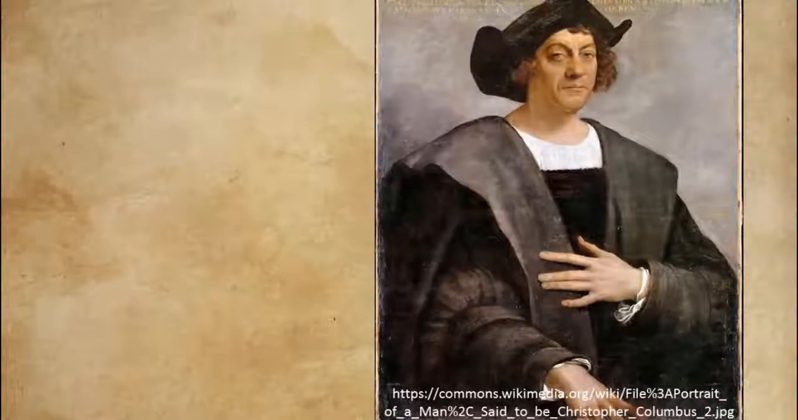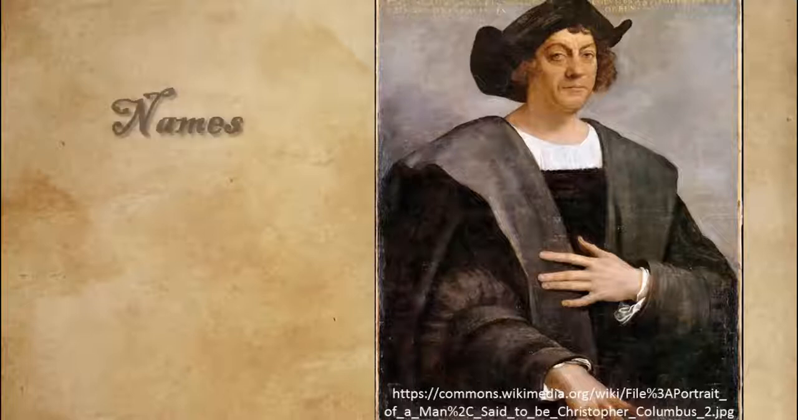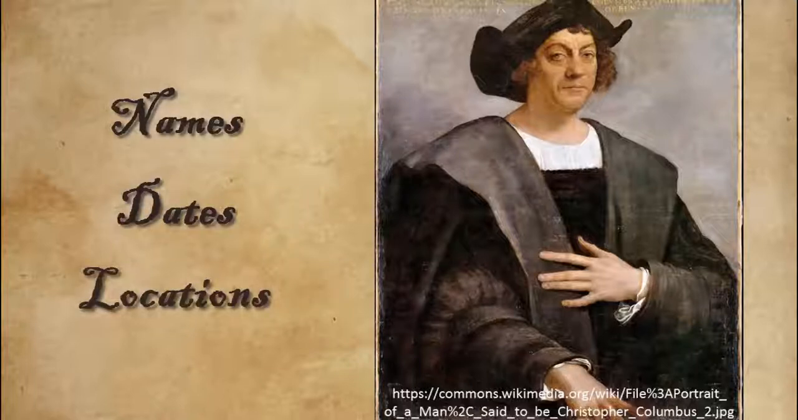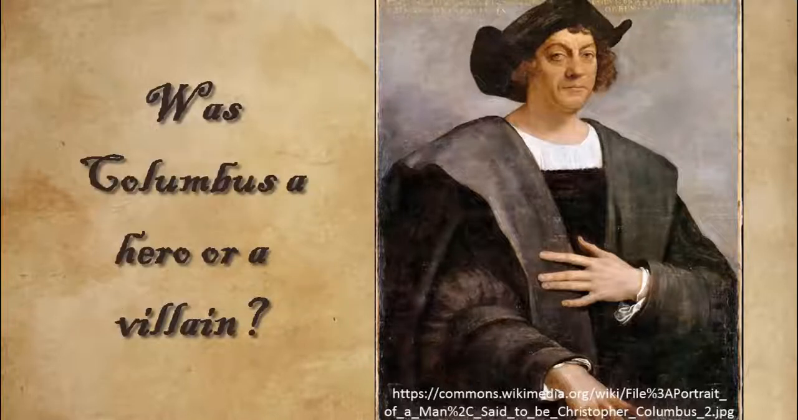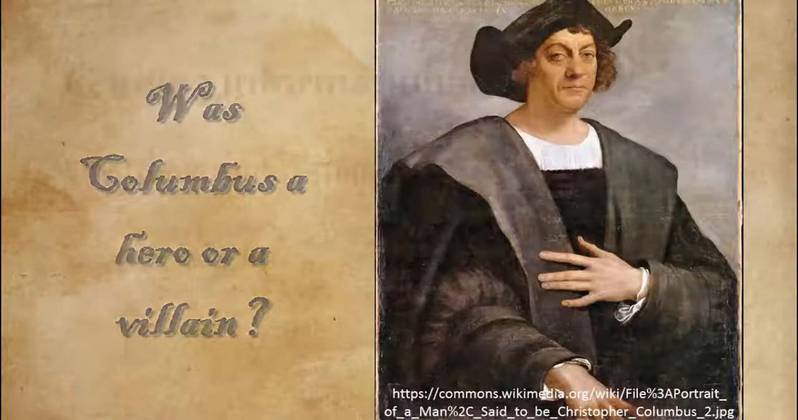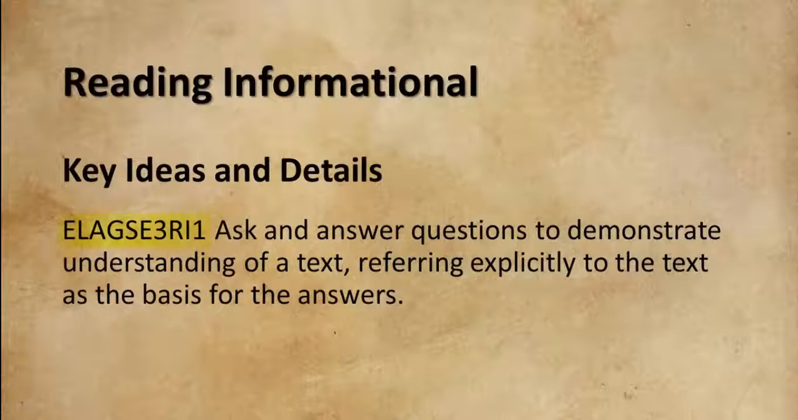As students read their textbook or the short biography, they are likely to hear lots of facts, including names, dates, and locations. But they may not hear much that helps them to answer the central question, was Columbus a hero or a villain? This is an excellent opportunity to help students understand that sometimes information they encounter is outside of the question they have been asked. This relates to Informational Reading Standard 1, which requires students to answer questions to demonstrate understanding of a text, referring explicitly to the text as the basis for the answers.